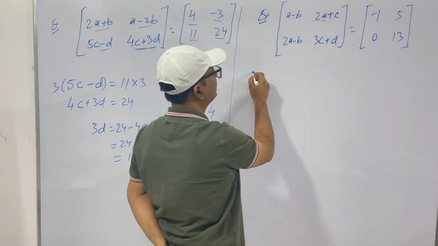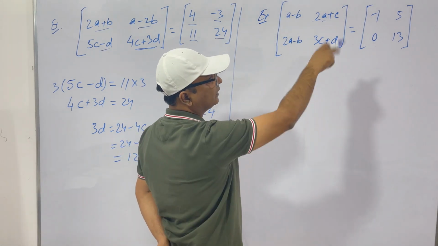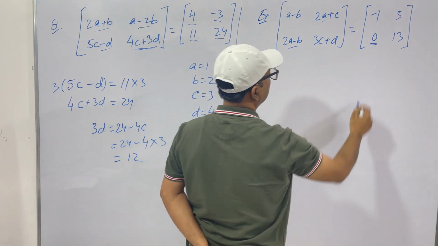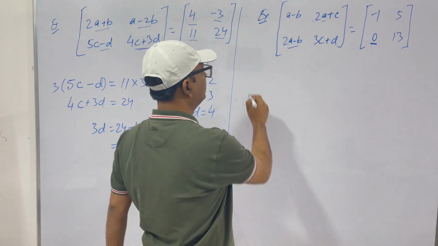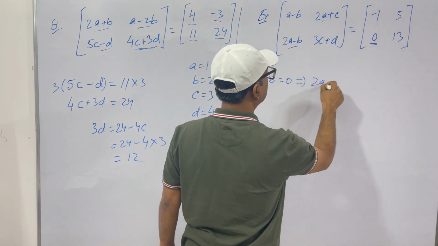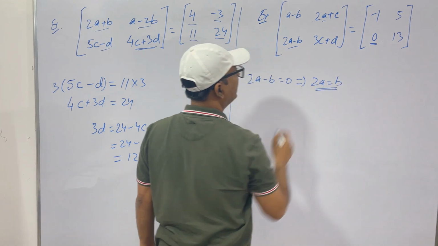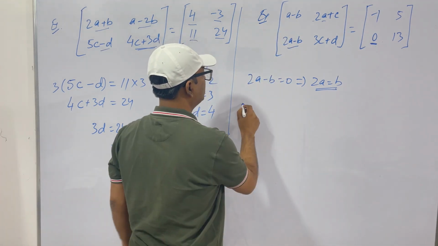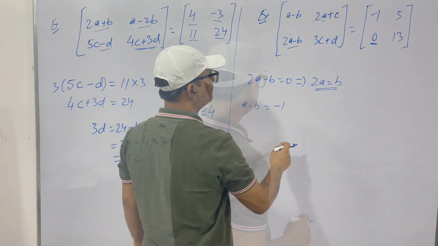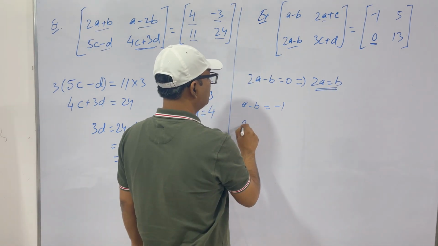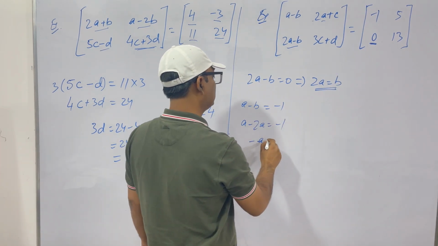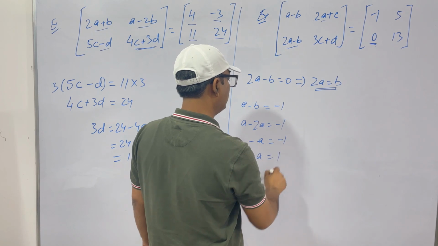So from the first equation, what we get? Actually, if you look at this question, this is very easy to put values because this is 0. So from here, what we will get? 2a minus b is equal to 0. This means 2a is equal to b. This is very handy. Now let's see the first one. a minus b is equal to minus 1. We know the value of b. So a minus b, and b is 2a, is equal to minus 1. So this is minus a is equal to minus 1. So a is equal to 1.